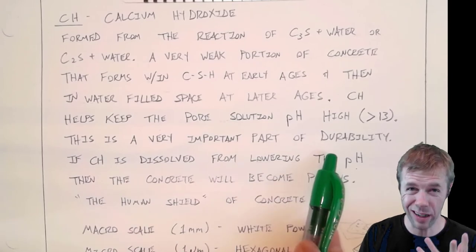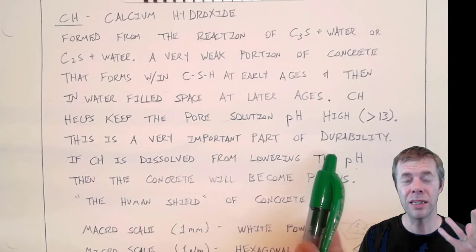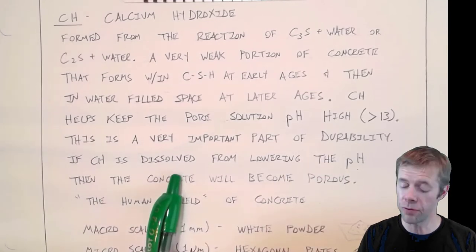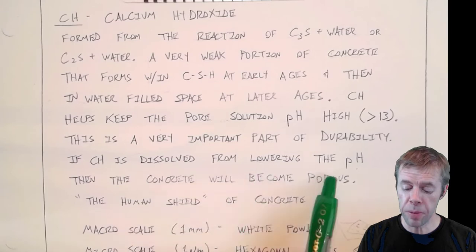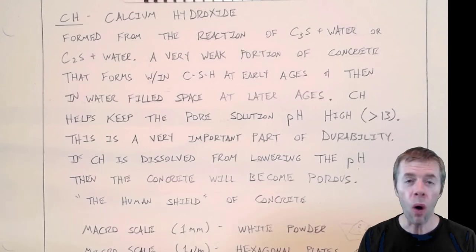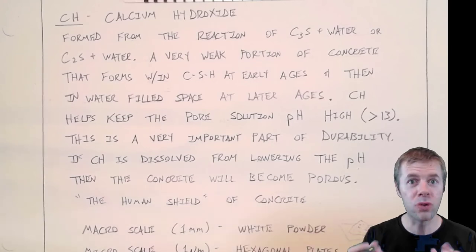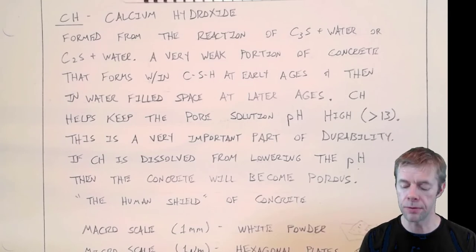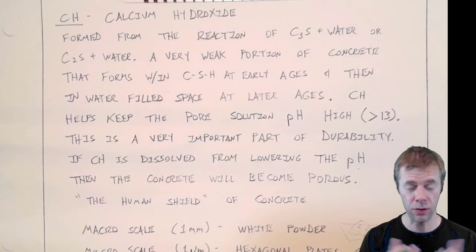And if concrete's sick or not doing well, you'll notice that it's missing calcium hydroxide. If calcium hydroxide happens to be dissolved from lowering the pH, that could be from acid, it can be from outside water coming in, all kinds of things like that, then it'll leave holes. Voids where it used to be. It makes it easier for outside nasties to get into our concrete. Actually can lower the strength as well.